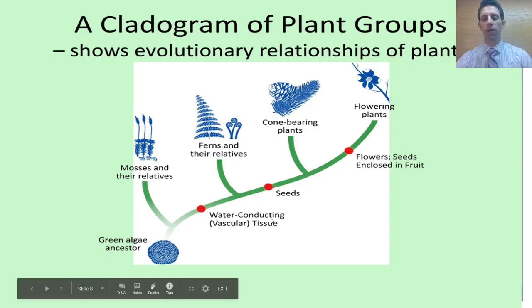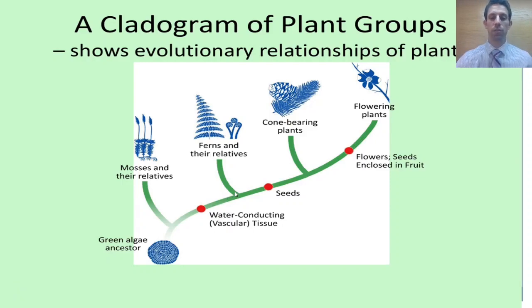This first one is water conducting or vascular tissue. More on that in a few minutes. And that means that everything after that point has that. Ferns and their relatives have vascular tissue. More on that soon. After that point, we get to the production of seeds, meaning that every other plant after this point will produce seeds. So that means both cone-bearing plants, or conifers, and flowering plants use seeds. Now, cone-bearing plants use cones and flowering plants use flowers.